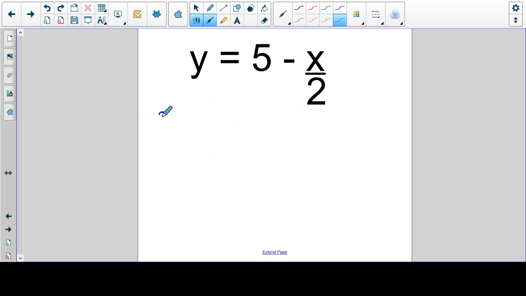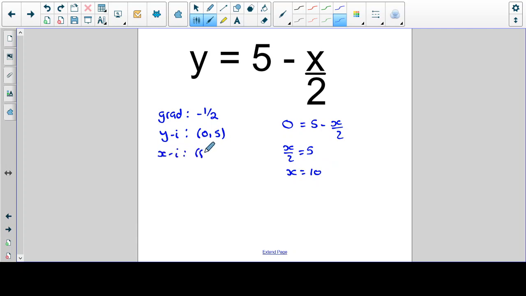Similarly here, we've straight away got our gradient. It's negative a half, because it's the coefficient of x in y equals mx plus c. Our y-intercept is already in the form y equals mx plus c, so this is our y-intercept. And for the x-intercepts, we have to solve this equation. So x over 2 equals 5. X equals 10. So x-intercept is 10, 0.